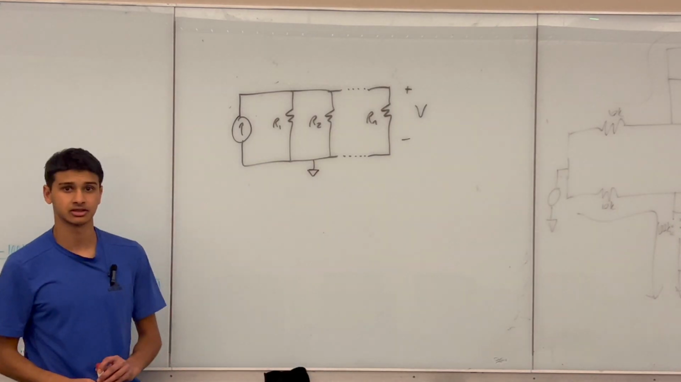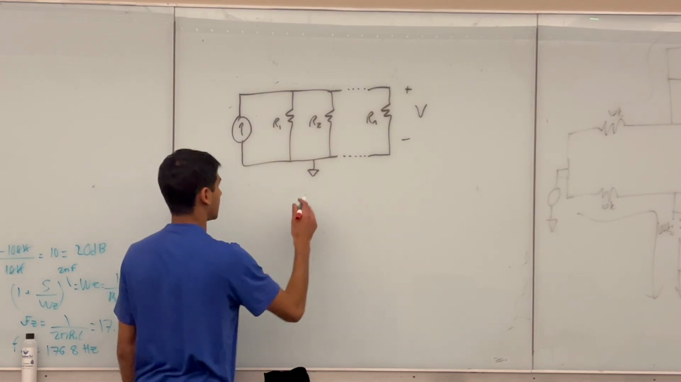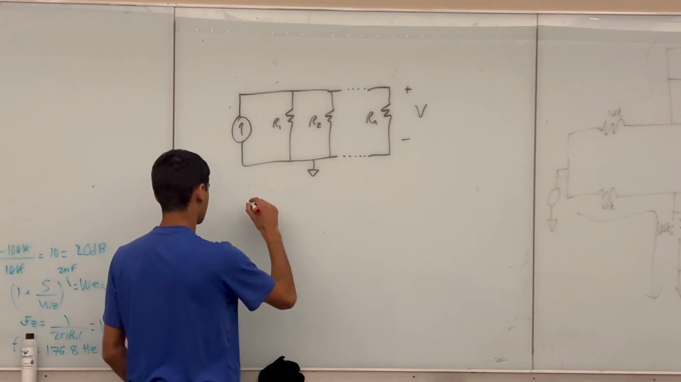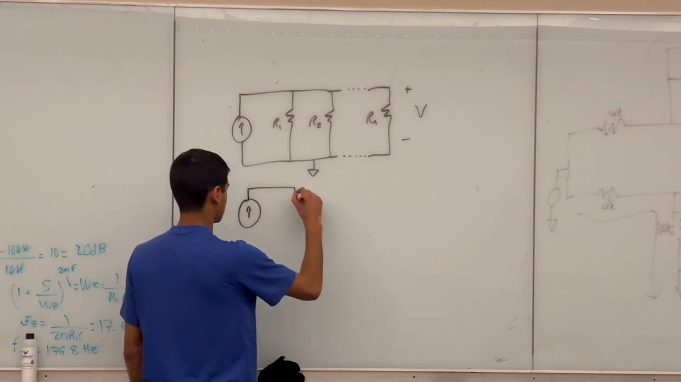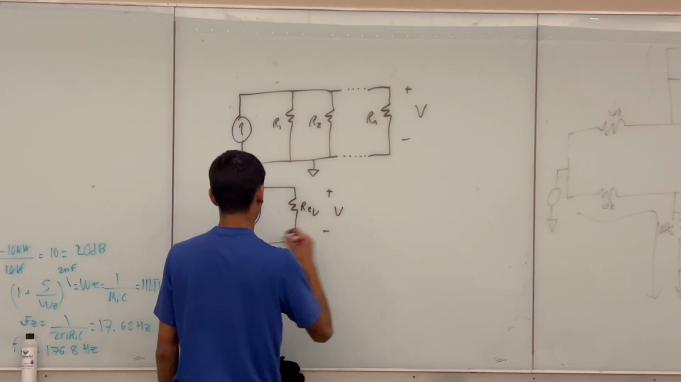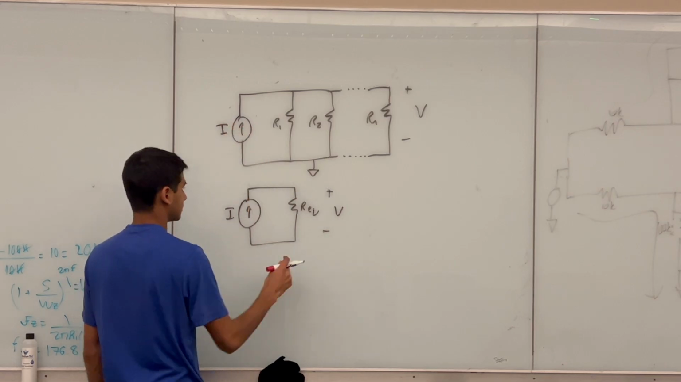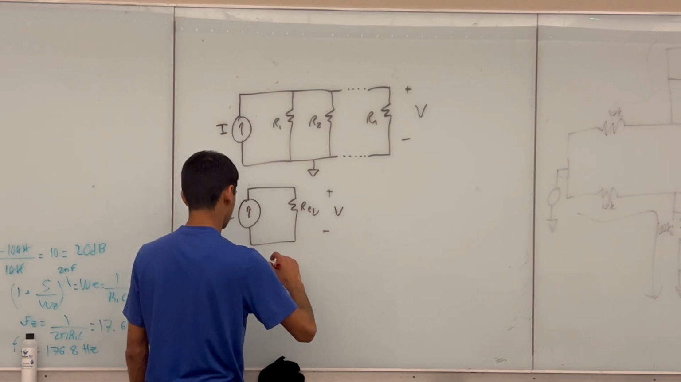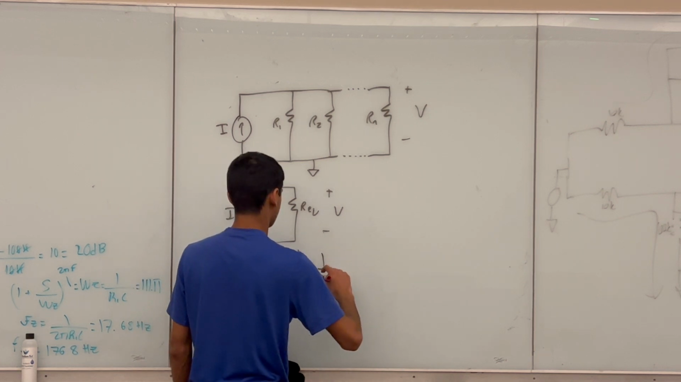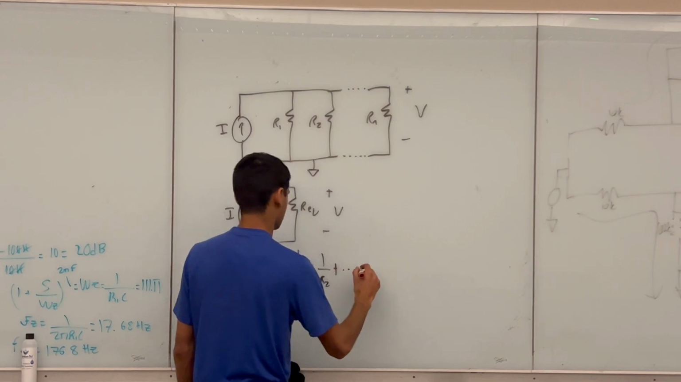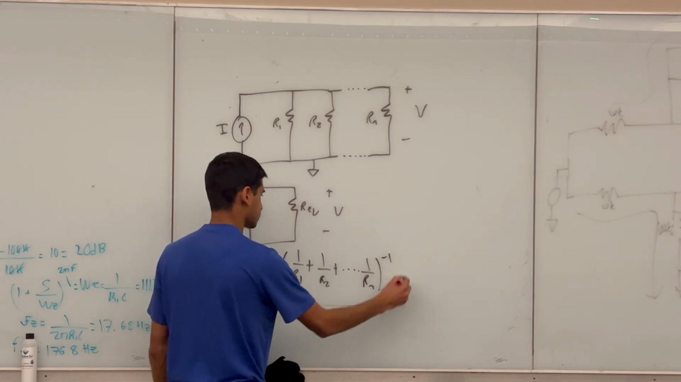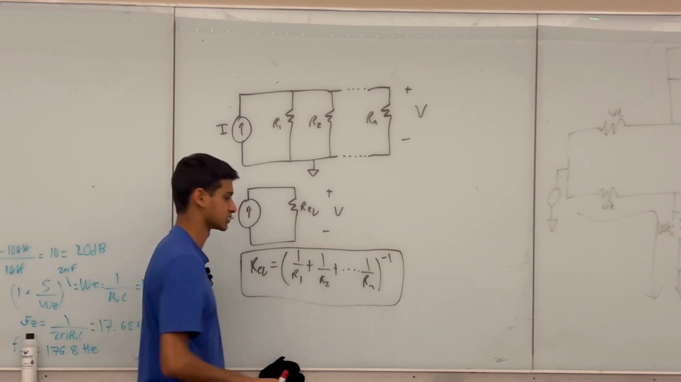So if I have this general circuit here with a bunch of resistors in parallel, I can simplify this to this particular circuit. I is the same here, where REQ is equal to 1 over R1 plus 1 over R2 all the way to 1 over Rn, inverse. So this is your general equation for combining a bunch of resistors in parallel.